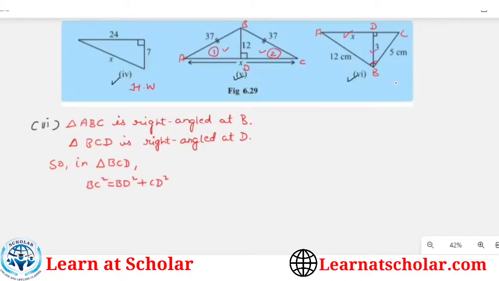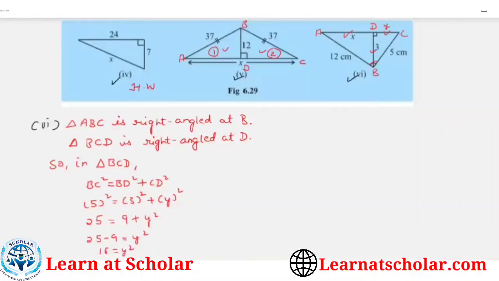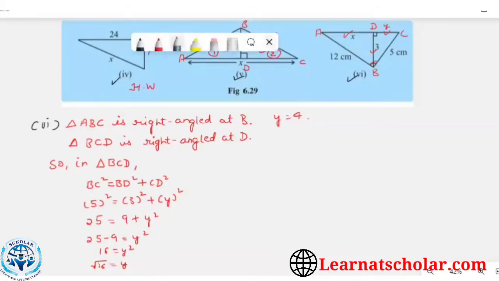BC square is equal to BD square plus CD square. The value of BD is 3. The value of BC is 5. We will find out the value of CD. The value of y is 4. Now we have to find out the value of x.